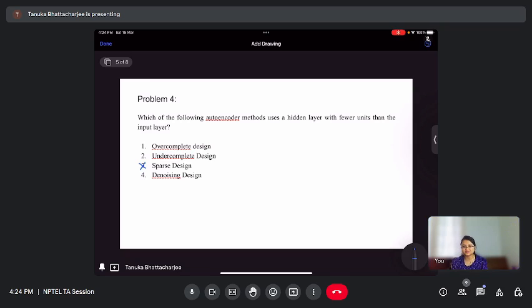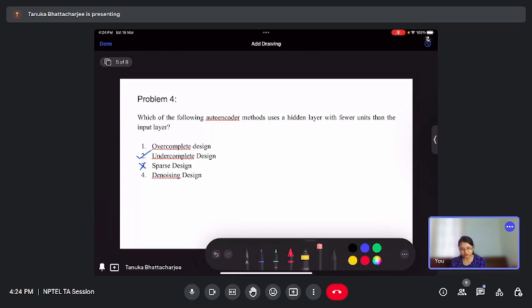Undercomplete design. Yeah, undercomplete is actually the correct option. So undercomplete necessarily needs that your hidden layer should have fewer units. So overcomplete will have more units in the hidden layer than the input layer, and denoising also can have any number, not necessarily fewer.